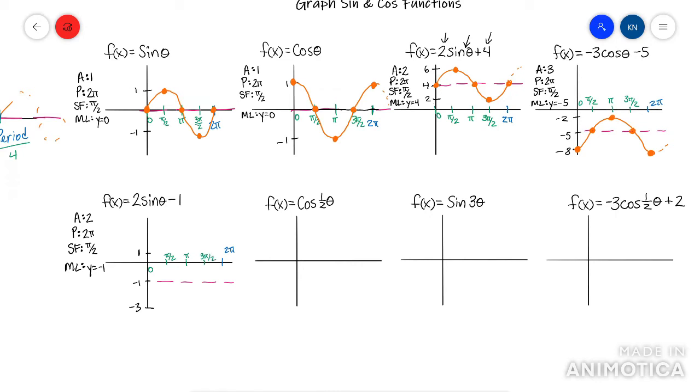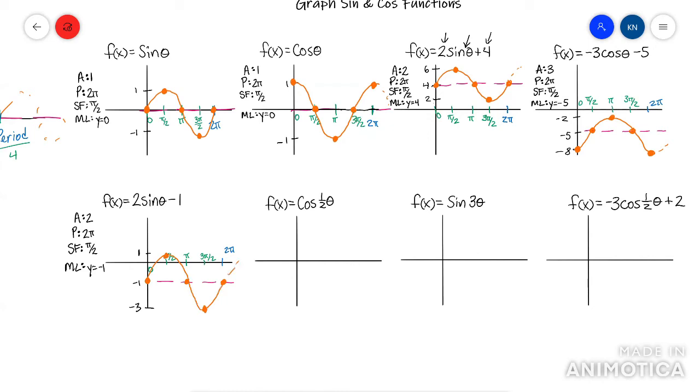And now I just graph the sine function. So it's a positive sine. So it starts midline, goes up, then goes back to midline, then goes down, and then comes back to midline. Then connect the dots. And then it would repeat.